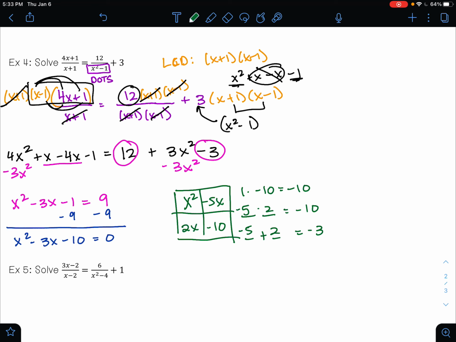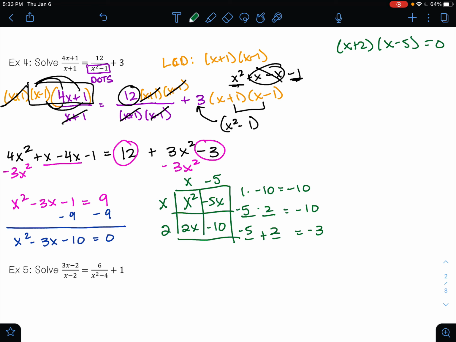In my top row, my greatest common factor is x. In the bottom row, my GCF is 2. In the left column, my GCF is x. And in the right column, my GCF is negative 5. So I'm going to have x plus 2 times x minus 5 is equal to 0.